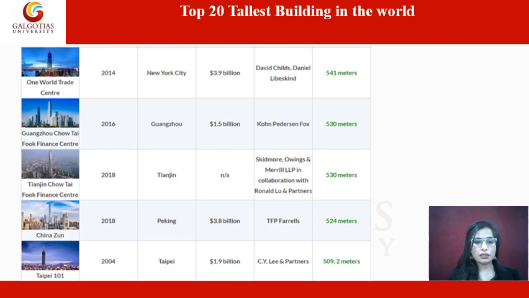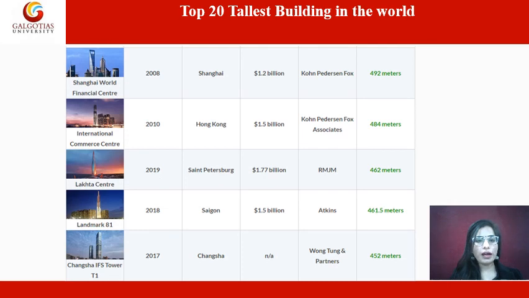So here are some other buildings you can see, and in which year it was completed, with the city, with the budget, and here you can see the name of the architect and the height of the buildings. So now we have some other tallest buildings in the world. Shanghai World Financial Center, which was completed in 2008, and its height is 492 meters. Next we have International Commerce Center, its height is 484 meters. So here are some other buildings you can see on the screen.